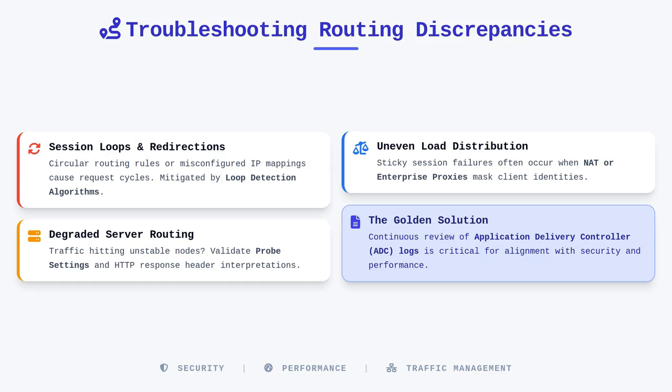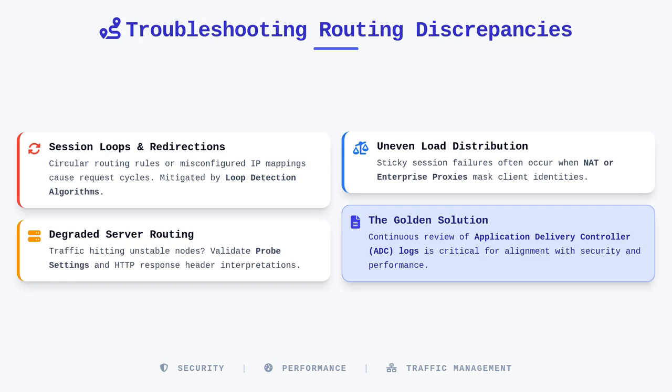Troubleshooting routing discrepancies often involves tracking down issues like session loops or unexpected redirection errors. If you detect that traffic is being routed to servers in a degraded state, examine your probe settings for potential misinterpretation of HTTP response headers. Furthermore, loop detection algorithms on modern load balancers prevent request cycles that can occur due to misconfigured virtual to physical IP mappings or circular routing rules.